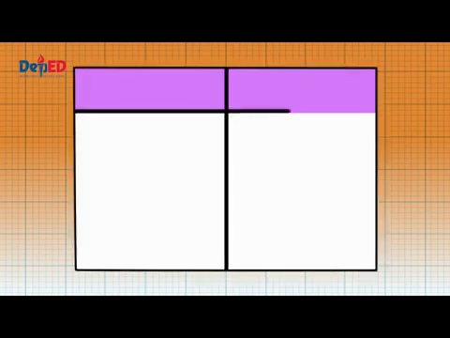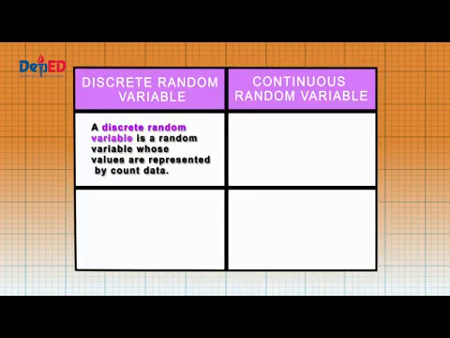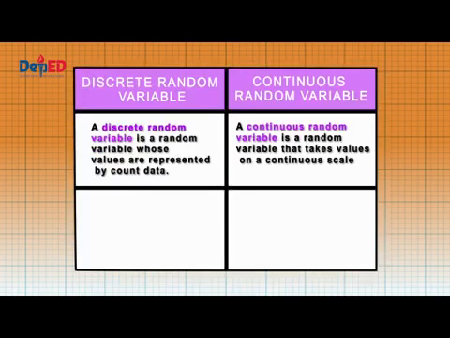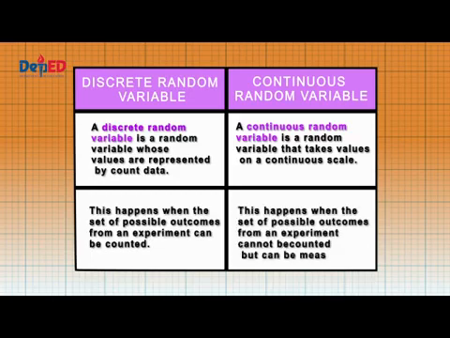This time, let us recall what we discussed today. A random variable is a numerical quantity that is derived from the outcomes of a random experiment. A discrete random variable is a random variable whose values are represented by count data. This happens when the set of possible outcomes from an experiment can be counted. A continuous random variable is a random variable that takes values on a continuous scale. This happens when the set of possible outcomes from an experiment cannot be counted but can be measured.